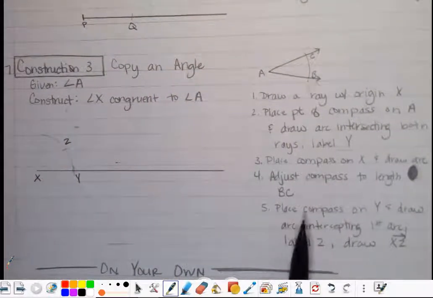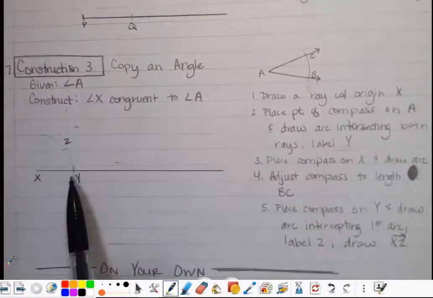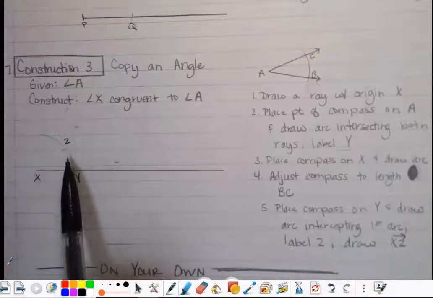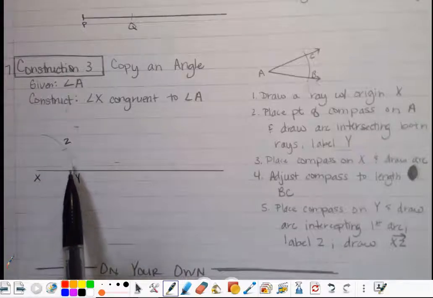So that's step 5. We placed our compass on Y and we drew an arc intersecting our first arc. And we're going to label that Z.